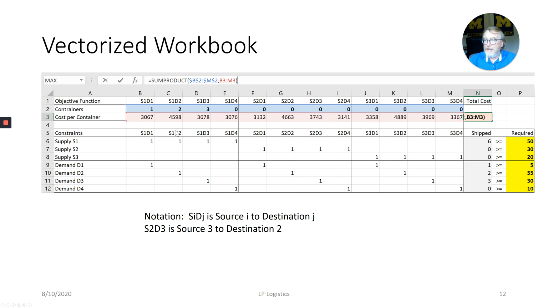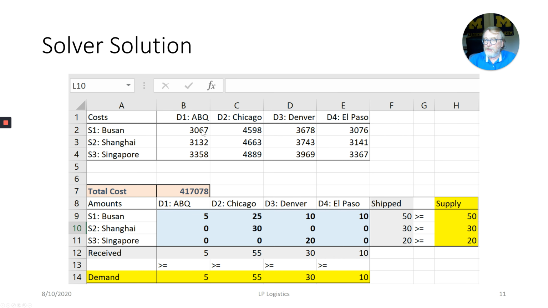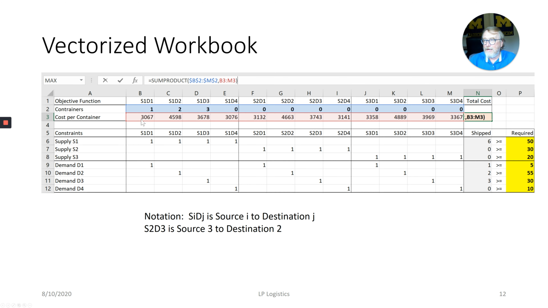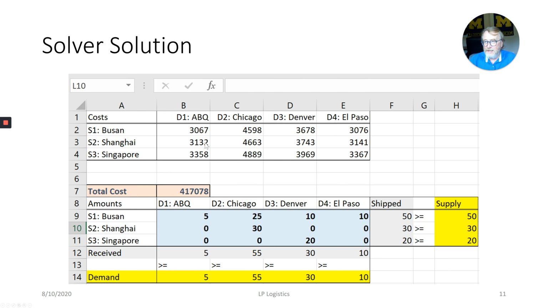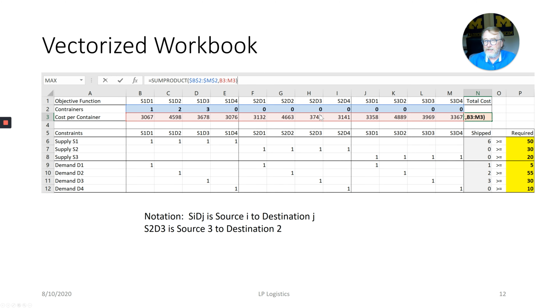And so if I go back, you can just see that, right? Here's the first row. It's going from South Korea to the destinations in the United States, and that's what I have here. And then the second row is from Shanghai to the United States, the second piece here. And the third piece is from Singapore to the United States. Okay, and so the sumproduct will give you the total cost. And then once I have that sumproduct, I just copy and paste it down here. What are these things?